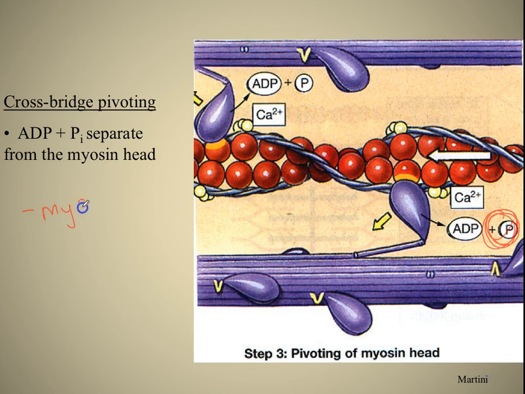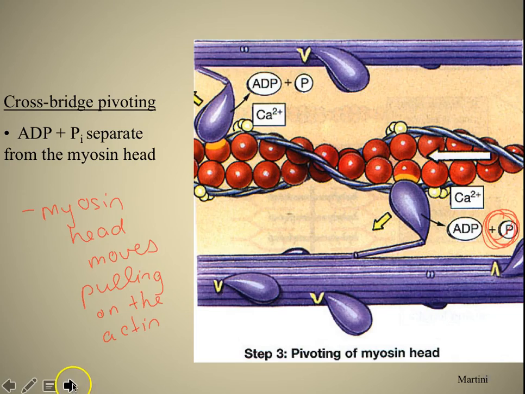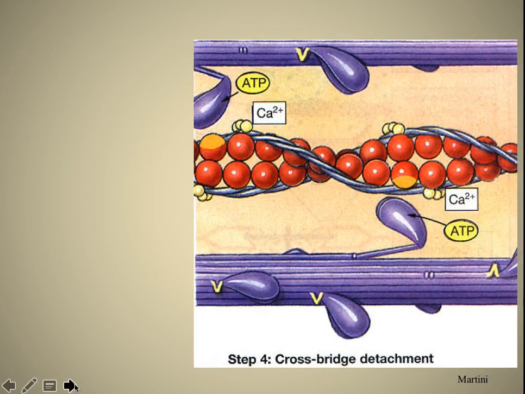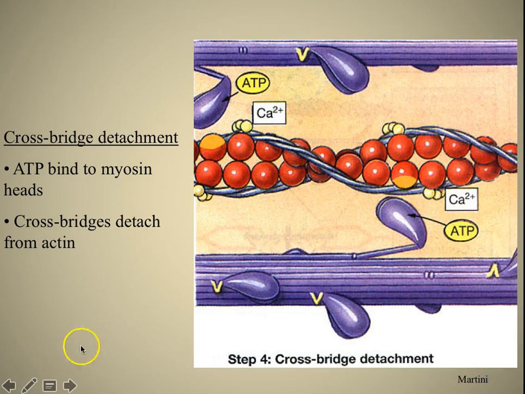The myosin head moves, basically pulling on the actin. Now, it's stuck there. What you have to have happen is you have to have another ATP come in. As soon as that ATP binds to that myosin head, it will detach from the actin.